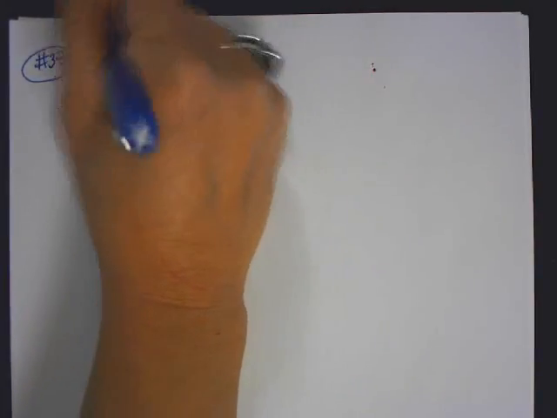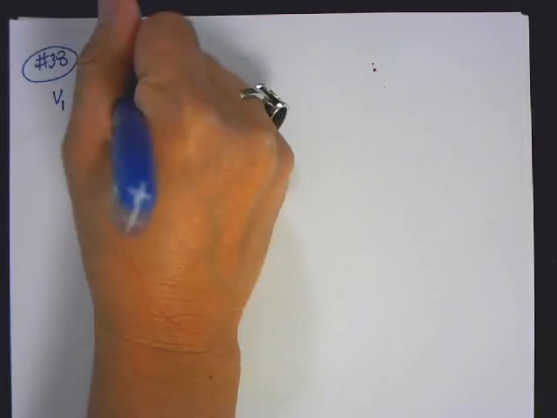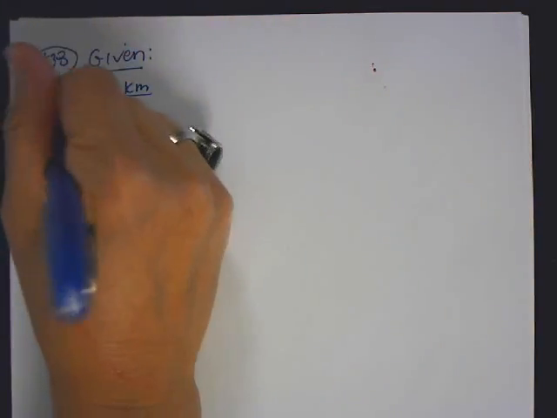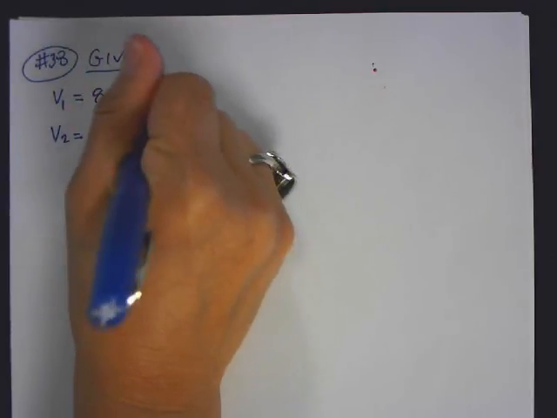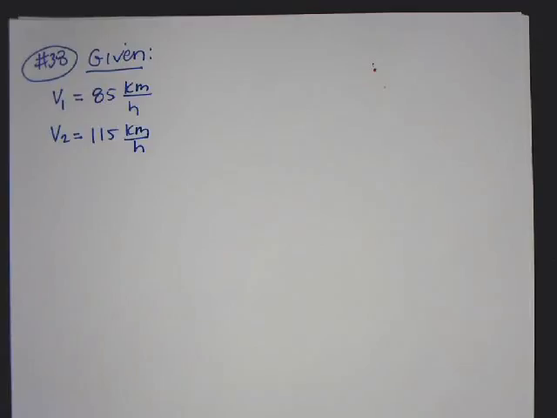So I'm going to need to write my givens now. So I have 2 cars, I'll call that one V1, and it's 85 kilometers per hour. And the other at a constant velocity of 115. So I'm going to call that one V2. Assuming that both cars start at the same point, how much sooner does the faster car arrive at the destination 16 kilometers away? So we know x is equal to 16 kilometers.